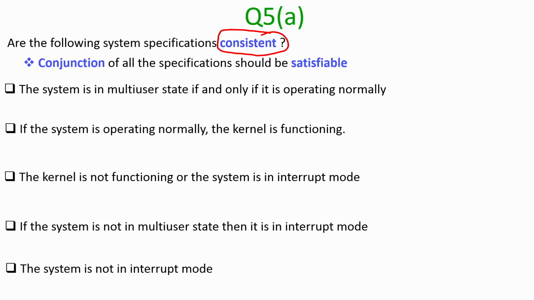The first thing we have to do here is convert this into an abstract argument form, or sorry, in the form of compound propositions. So, for that we will introduce variables to represent the various statements here. So, let P represent the statement the system is in multi-user state, and let Q represent the statement it is operating normally. So, the first statement is a form of if and only if, that means bi-implication. So, the first statement can be represented as P bi-implication Q.